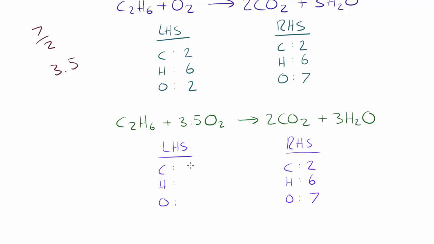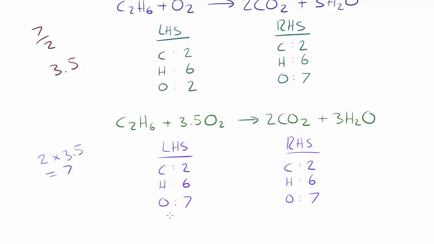So for carbon, it's going to be the same. For hydrogen, it's going to be the same. But for oxygen, we're going to have to do the 2, which we had before, in terms of O2 multiplied by 3.5, which of course is going to give us 7, right? So O is going to be 7. And now we can actually say that this equation is balanced, right? As you can see, on the left hand side we've got 2, 6, 7. On the right hand side we've got 2, 6, 7.